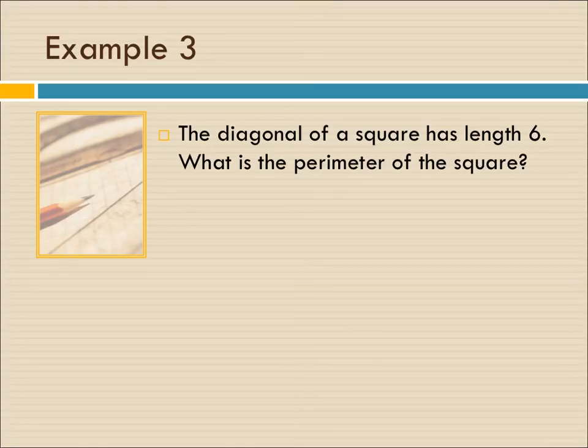Okay, so here it says the diagonal of a square has a length of 6. What is the perimeter of the square? So when you're not given a visual, I highly recommend that you draw yourself a picture. So let me go ahead and draw in a square here.